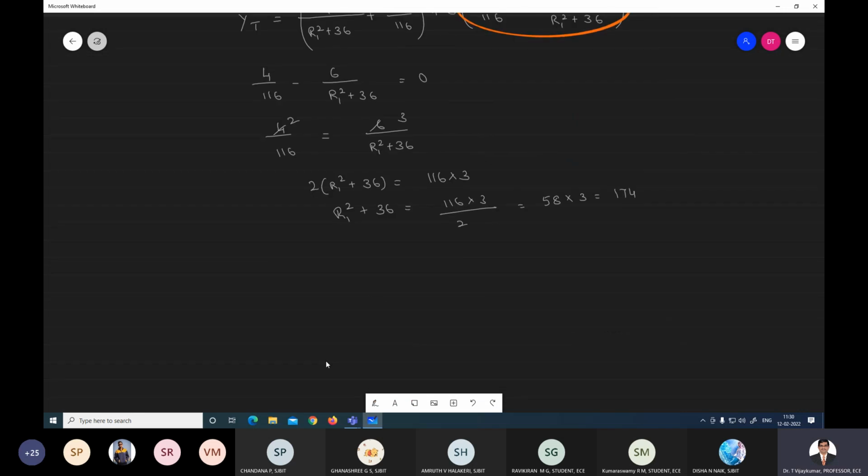Further you simplify again. So R1 square is equal to 174 minus 36. How much is it? 138. Then what is the R1? R1 is equal to square root of 138. That is equal to 11.75 ohm. This is the ohm.